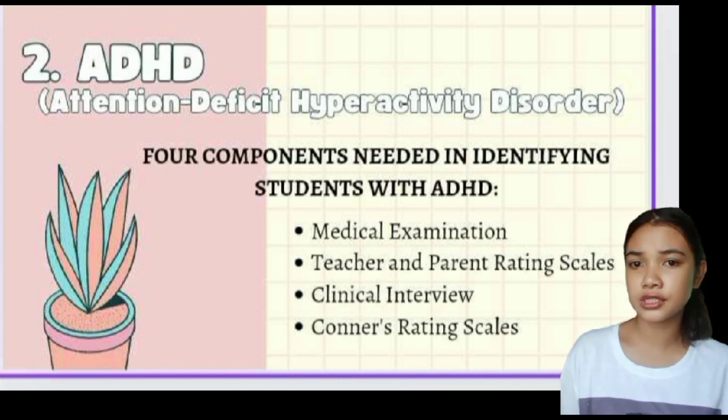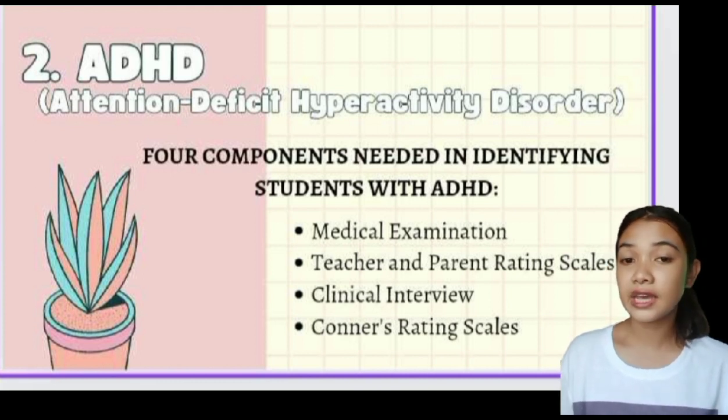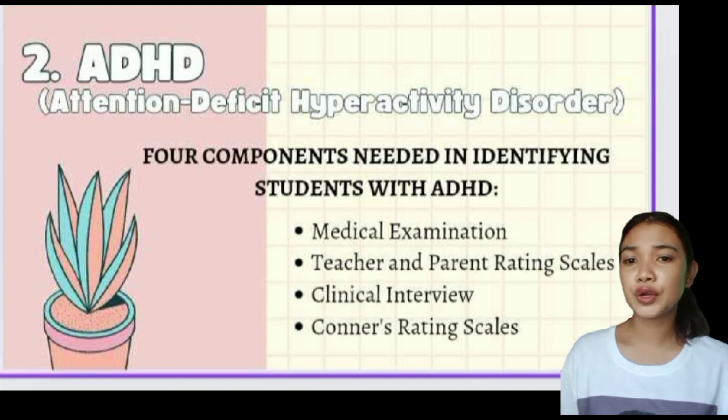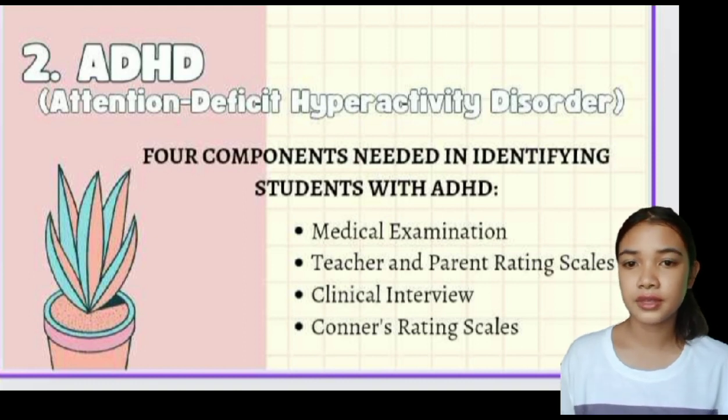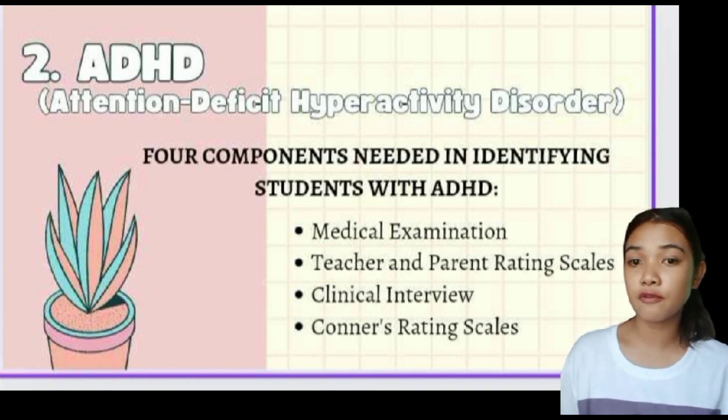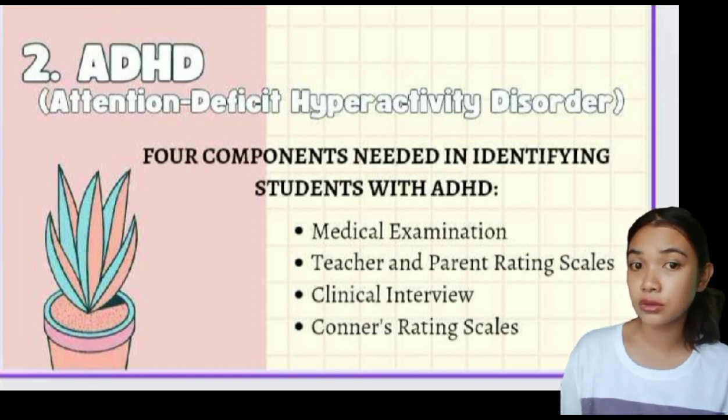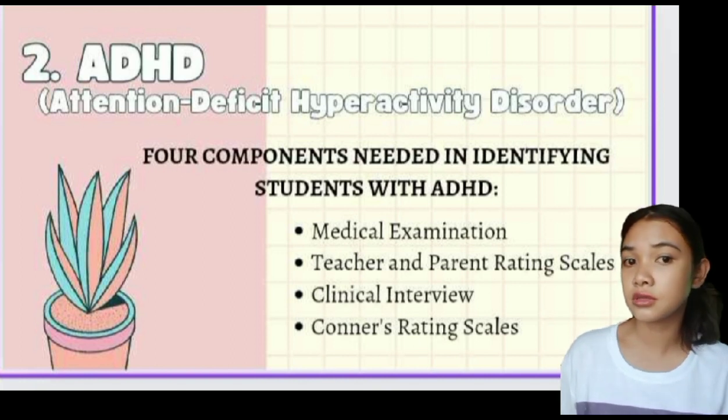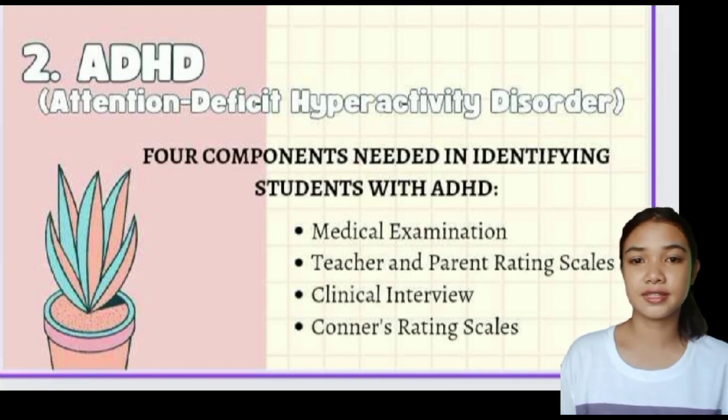These are standard questionnaires filled out by teachers and parents to provide insight into the child's behavior in different settings. The third is clinical interview, a one-on-one discussion with a healthcare provider to gather detailed information about child behavior and symptoms. The fourth is other rating scales. These are specific assessment tools used to evaluate symptoms of ADHD and monitor the child's progress.